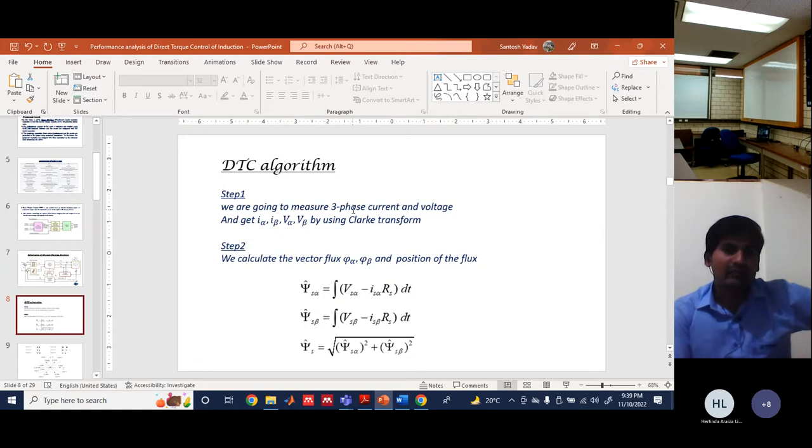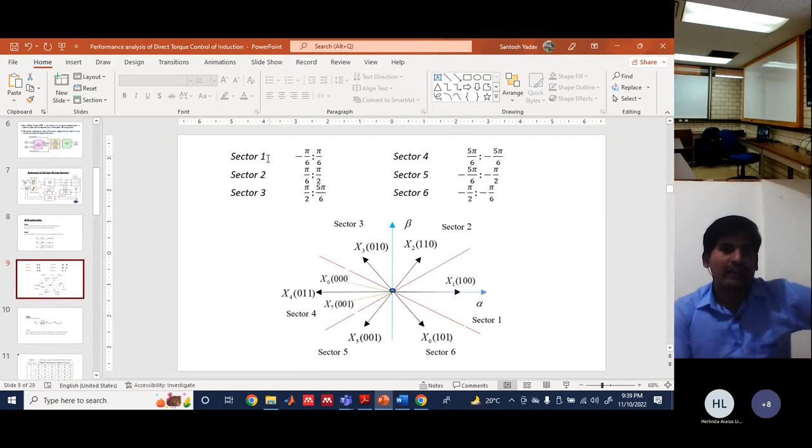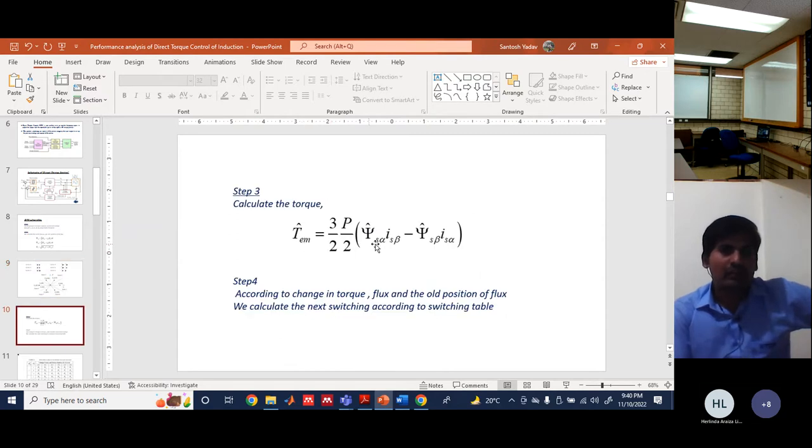The algorithm, as I explained first, takes I alpha, I beta and V alpha, V beta by Clarke transformation, that is, 3-phase to 2-phase. Then we calculate the flux vectors phi s alpha and phi s beta, and then the total flux. The position of the flux we divide into 6 sectors, sector 1, sector 2, sector 3, 4, 5 and 6, such as minus pi/6 to pi/6, and so on. This represents one sector, another sector, the third, 4, 5, 6 in a similar way. After estimating phi s alpha and phi s beta, we will find the torque.